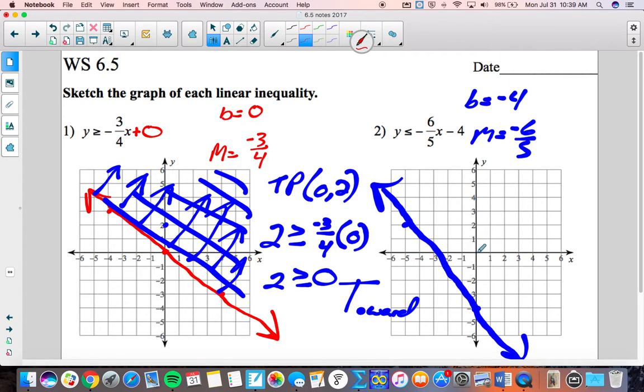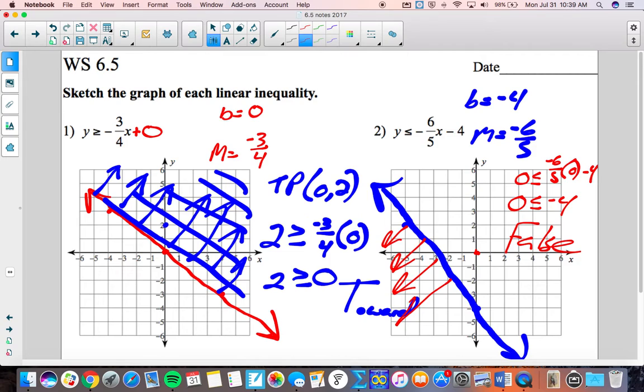So let's test the point (0, 0) now. 0 goes in for y. 0 is less than or equal to -6/5 times 0 minus 4. I get 0 is less than or equal to -4. Is that true? Or you could read it as -4 is greater than or equal to 0. That's not true. So when it's false, I shade away. True: shade from the line towards the point. False: shade from the line away from the point. This is my answer. This is where I'm going to shade.